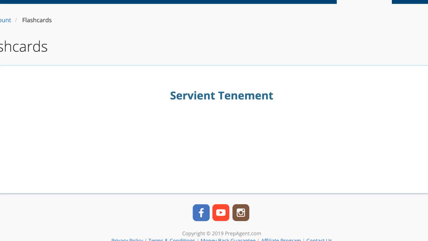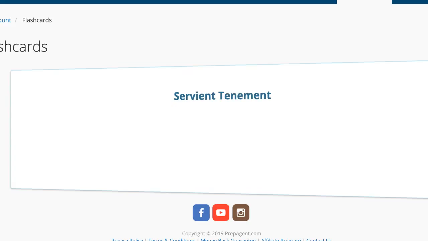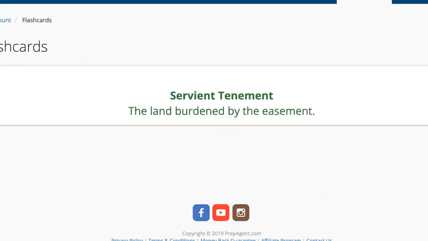I mean, you got to think, if it was small, you wouldn't need an easement to cross it. You could just go around it. But these large properties that take up a lot of land, you need an easement to cross it. Does that make sense? So servient tenement is the one burdened by the easement, it's the one being crossed.